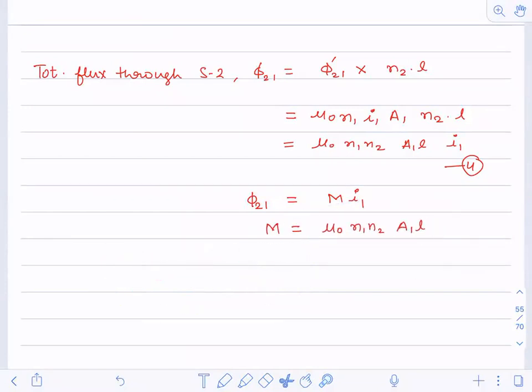Did you understand this now? So the coefficient of mutual induction for a pair of coils is given as mu naught N1 N2 A1 into L. Is it understood now?